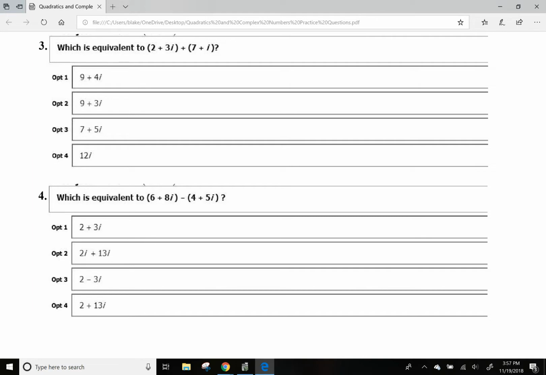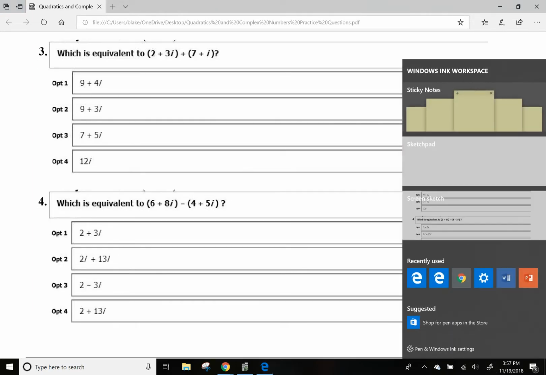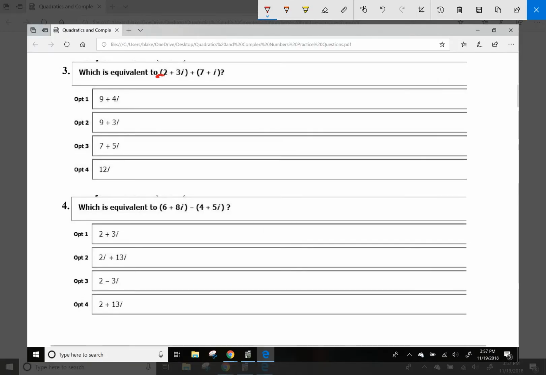Number 3 is another one where you just combine like terms. So you got 2 plus 7. 2 plus 7 makes 9. And then you've got 3i plus 1i. So 3 plus 1 makes 4i. So that would be 9 plus 4i.